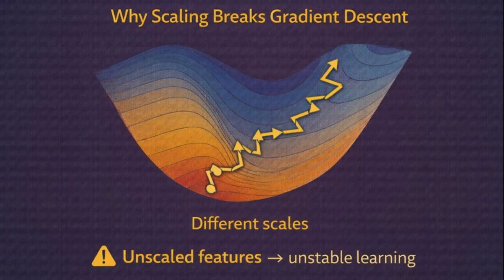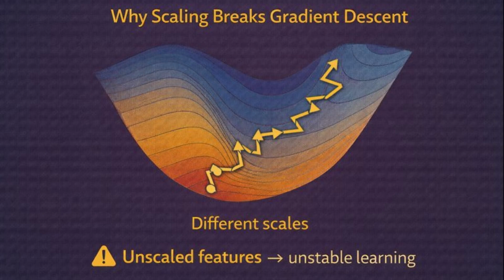Now remember how gradient descent works. It looks at how much the loss changes when we adjust each weight. If one feature has much larger numbers, its gradient becomes much larger. So the model starts focusing more on that feature, not because it's more important, but simply because the numbers are bigger. That's not learning. That's imbalance.